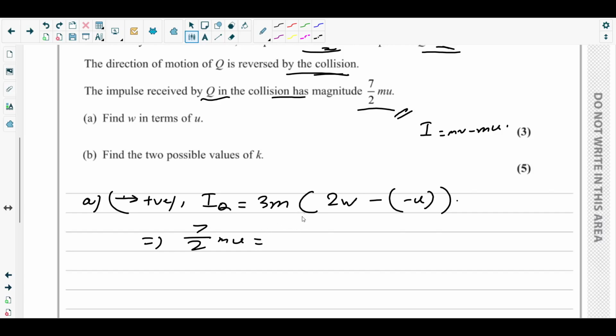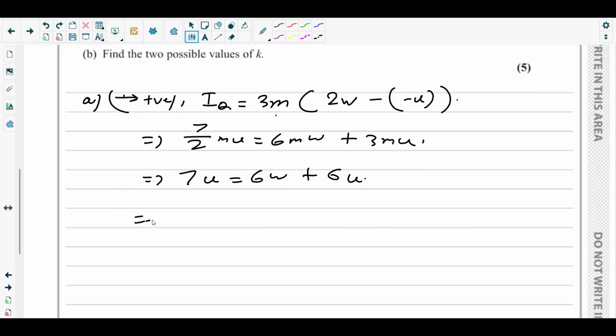So 3m times 2w is 6mw. Minus a negative makes it plus, so 3m times u is plus 3mu. We can cancel m from both sides and multiply both sides by 2. So 7u equals 6w plus 6u. Then 7u minus 6u is just u.